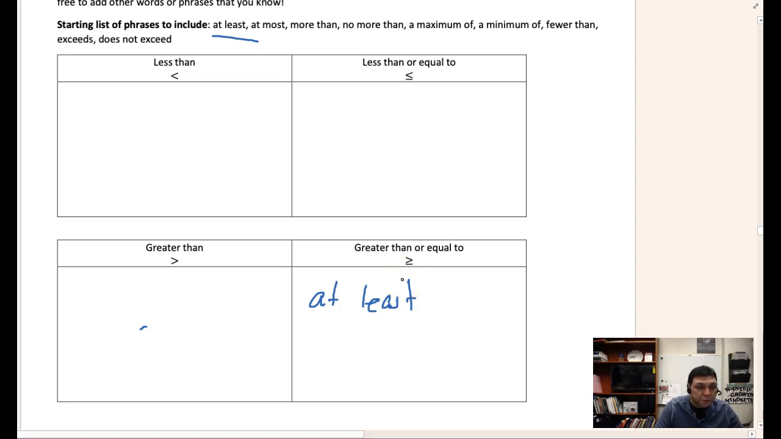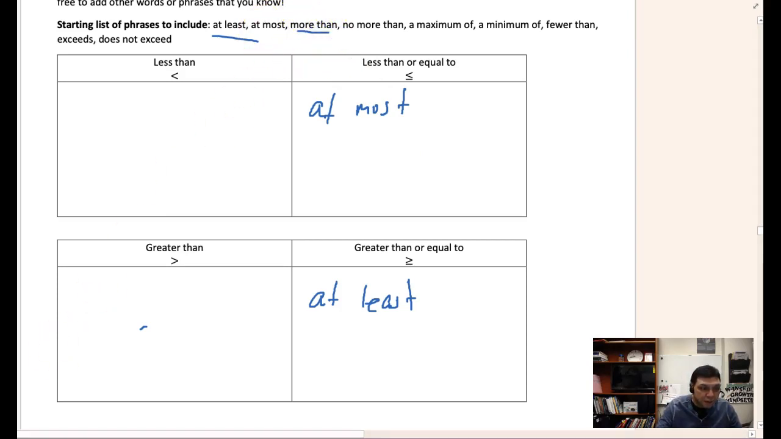At most means the most, and so that would be at most. We're going to go to lunch. It's going to cost you at most $10. So that's less than or equal to $10. We're going to lunch. It's going to cost you at least $10. That is greater than or equal to.